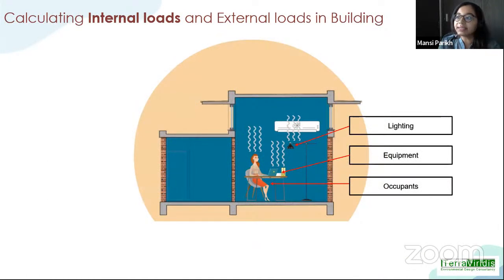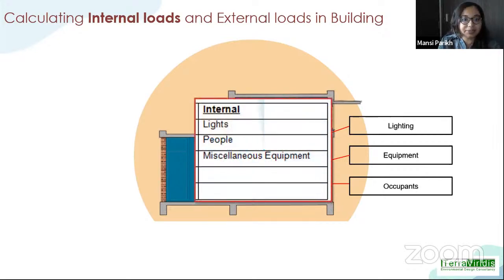Now, these are the internal loads. Internal loads are generated by people, lighting, and equipment. These are also sometimes called internal gains, as you might have seen in the DesignBuilder terminology. Lighting and equipment loads are sensible heat, and the metabolic heat generated by occupants is a combination of sensible and latent heat. So there are three types of internal loads: lighting, people, and equipment.